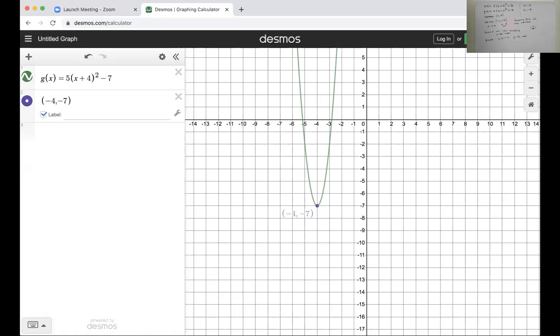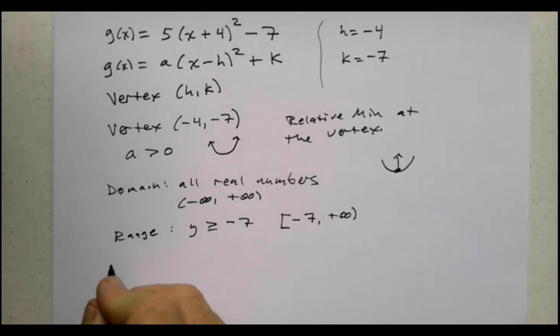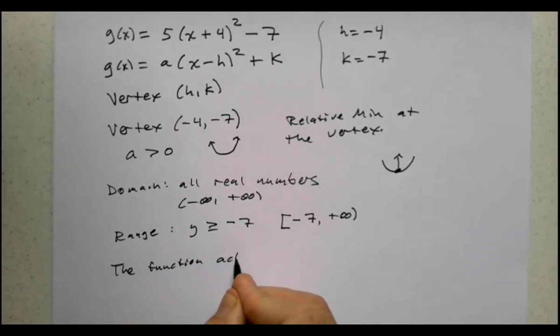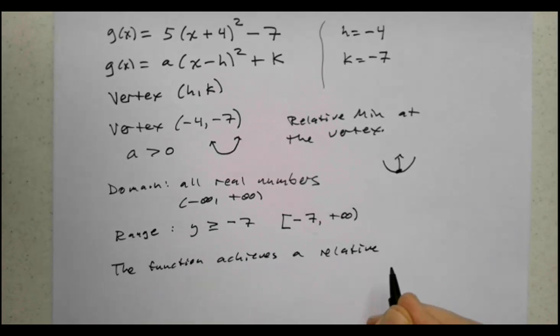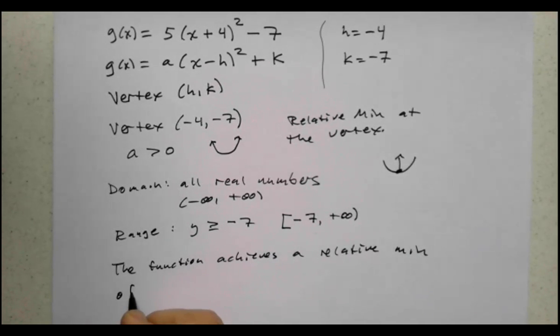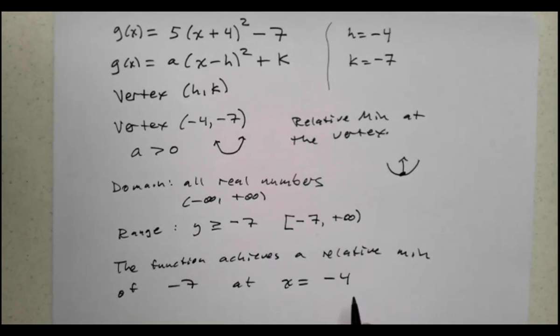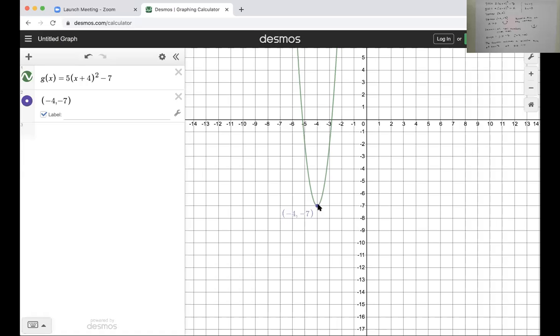Now, what does the function achieve? It achieves a minimum of what? Of -7. So we'll say the function achieves a min of -7, relative min. The function achieves a relative min of -7, where? At x equals -4. If you want to say a relative min of y equals -7 for emphasis, that's not a bad idea. Go ahead and show the graph one more time. Function achieves a relative min of -7, where? At x equals -4.